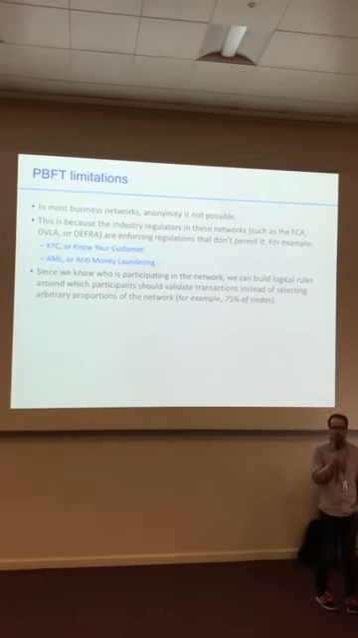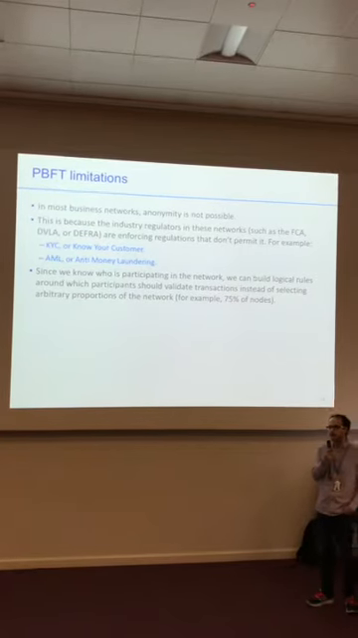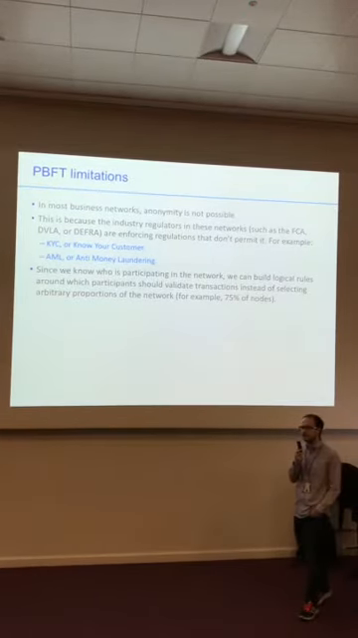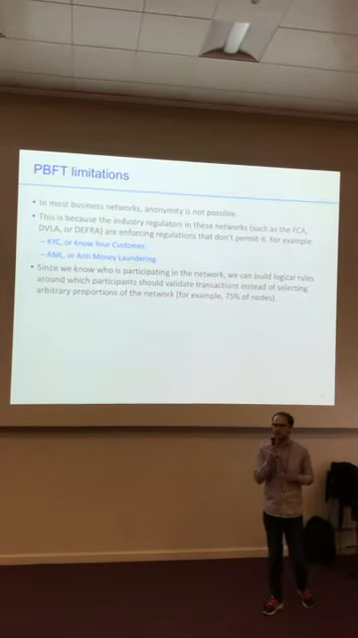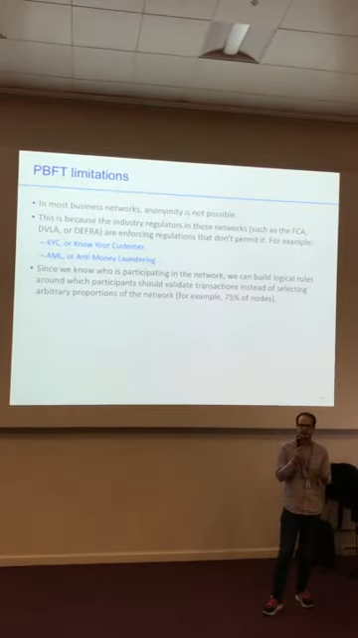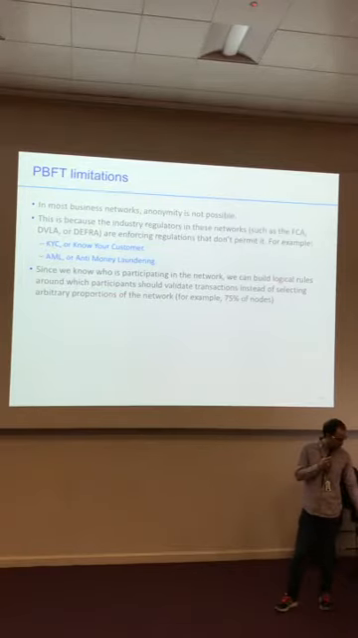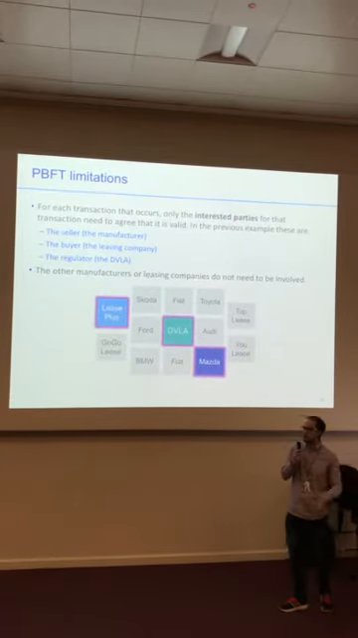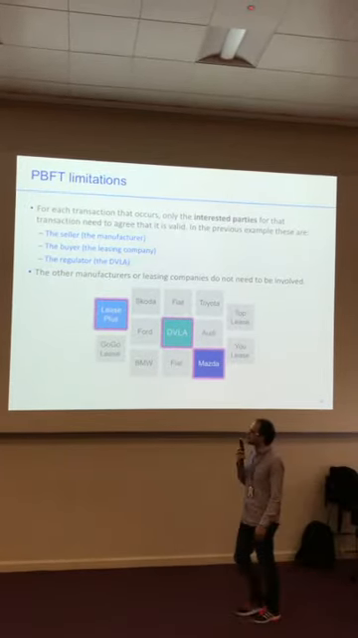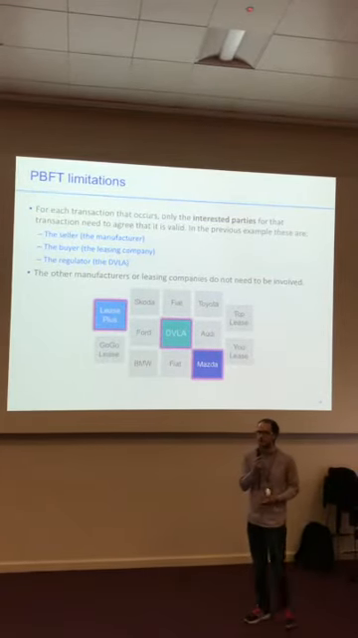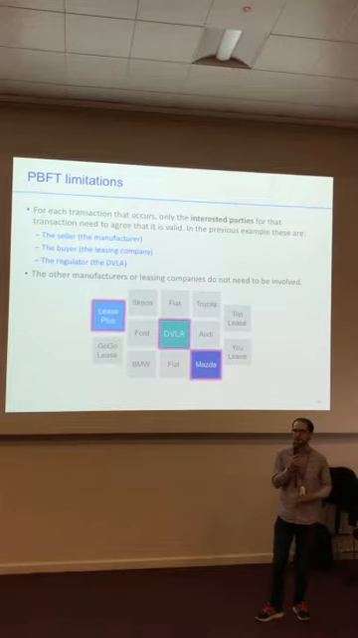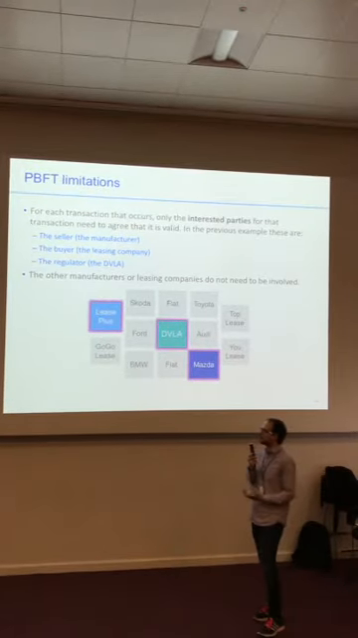And since we know who is participating in the network, we can create logical rules about who should be validating transactions. Instead of 75% of the network agreeing that a transaction is valid, I don't need that. In my previous example, there's only 3 people that really need to agree that the transaction is valid. The seller of the vehicle, the buyer of the vehicle, and the regulator who enforces the regulations. No one else is interested.